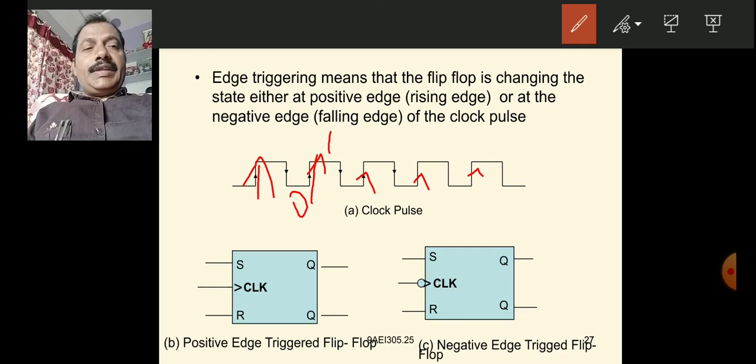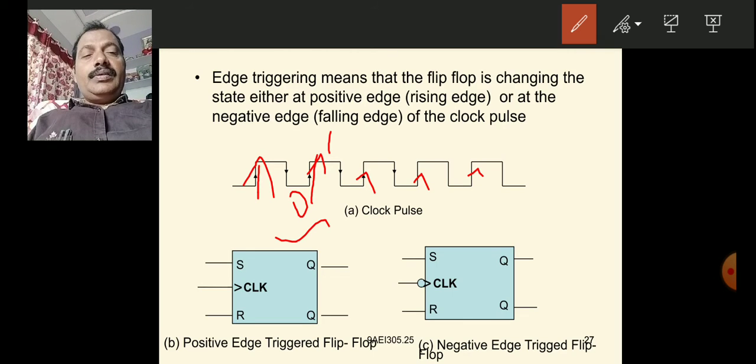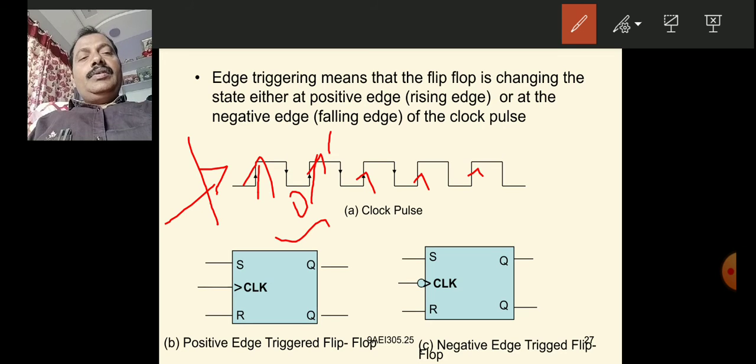Whenever the flip-flop is activated at these positive edges, then that flip-flop is called a positive edge triggering flip-flop. Its symbol is this. You see, the positive edge clock is like this. If you observe, there is a clock input like this. So this is the positive edge. Positive edge clock.